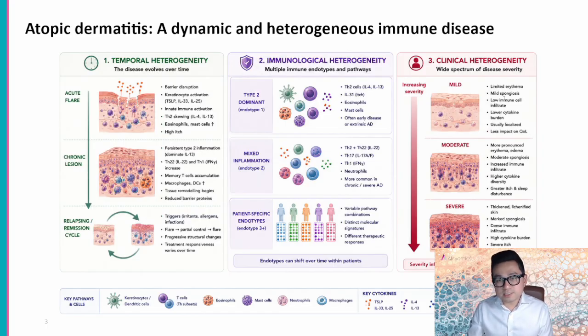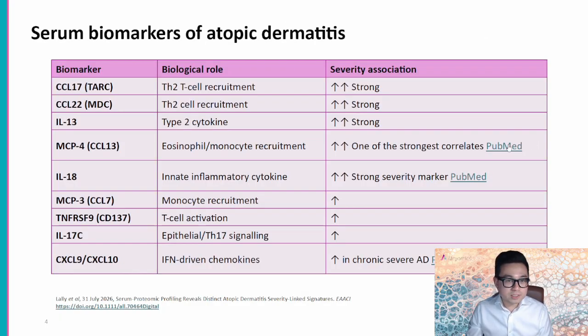So chronic AD is not simply less Th2 or more Th2. It is a broader and more complex tissue inflammatory state. That is where the modeling issue begins. If the disease is dynamic and heterogeneous, then a useful model needs to capture more than one isolated pathway. It needs sufficient human relevance and sufficient biological complexity to detect meaningful therapeutic modulation. So this same complexity is reflected when we look at the biomarkers.